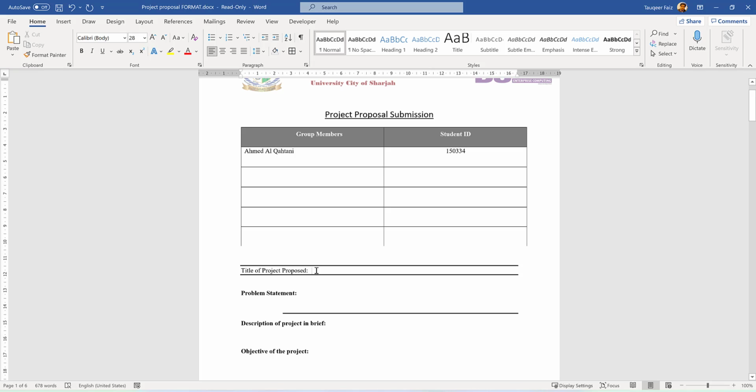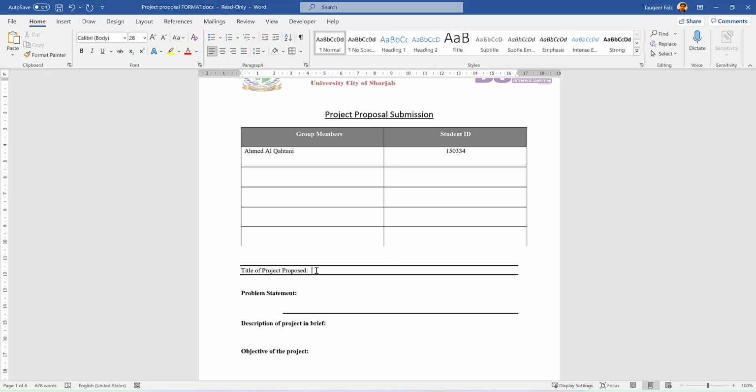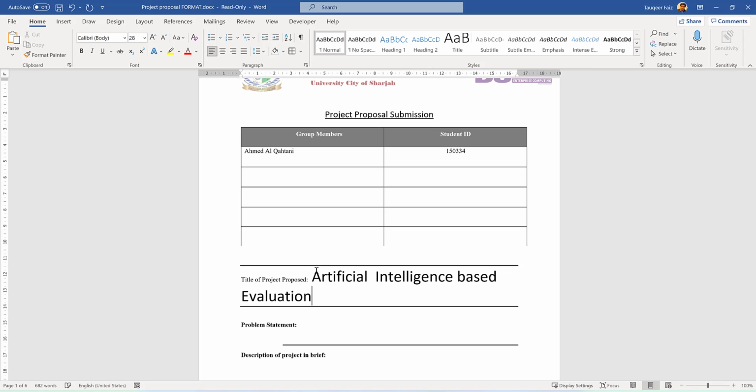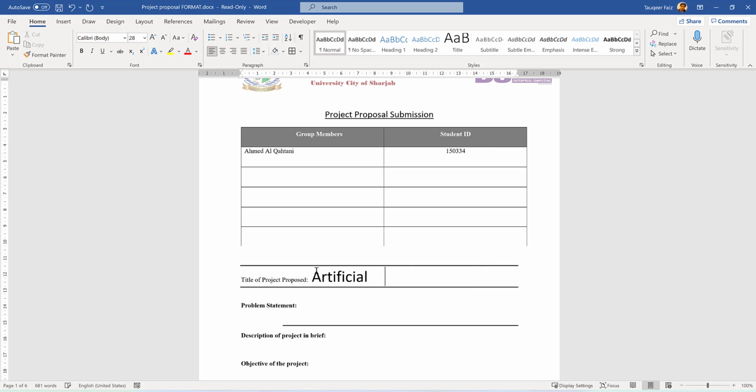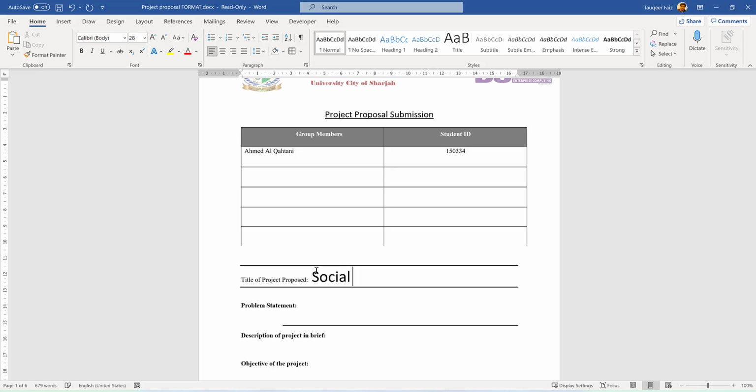So, for example, online auction system, or if you're working on an auction system, or it could be artificial intelligence based evaluation system, or a project title could be social distance monitoring.